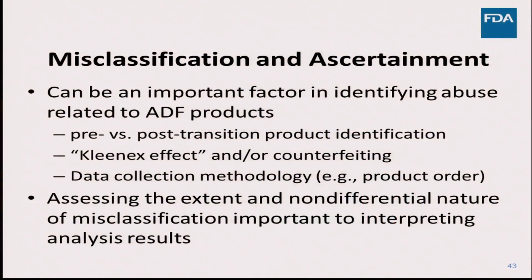The second issue is misclassification and ascertainment, and this can be a very important factor in trying to determine if an ADF opioid is actually having an effect on abuse. It can have fairly large effects on pre versus post-transition product identification, and an example of that is the Kleenex effect, where all drug, whether or not it is a brand or generic or counterfeit or anything else, is attributed to the brand name.